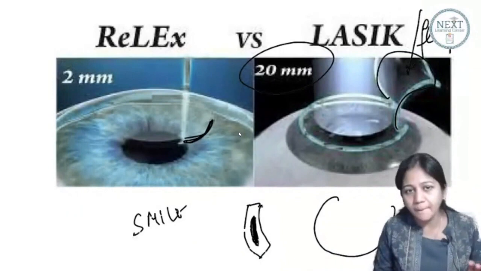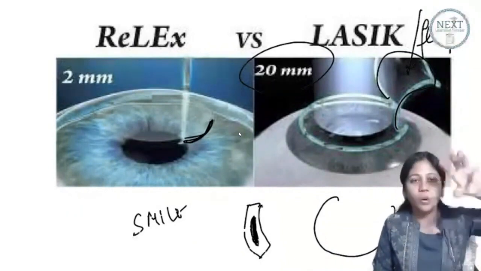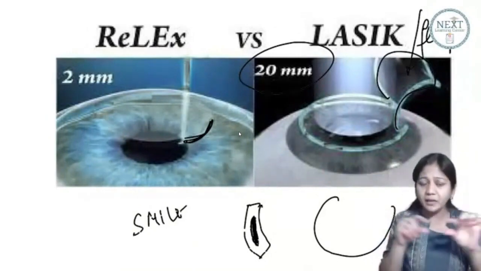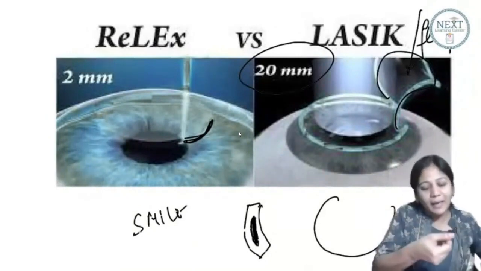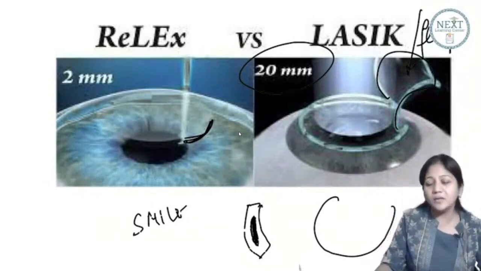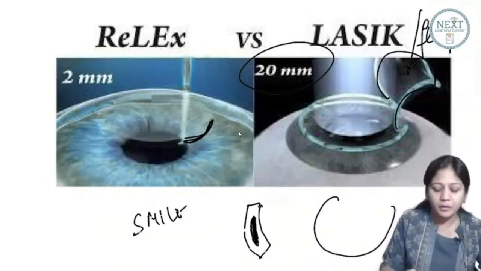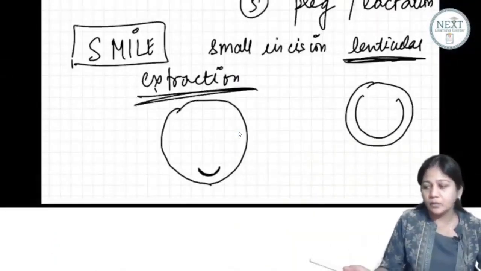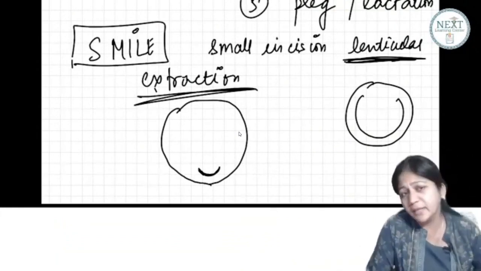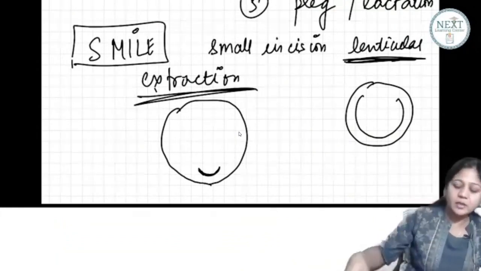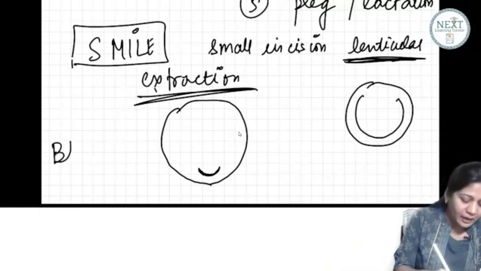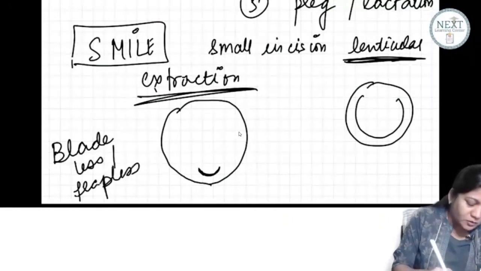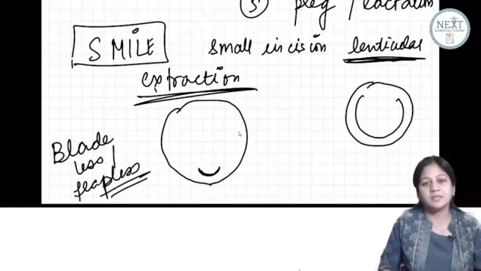Are you able to understand? We are not showing direct laser light on the required stroma. We have created an area of the desired thickness that we want to take out, and that will be taken out through a very small incision. That is why we say lenticular extraction. Okay, small incision, lenticular extraction. Okay, is it clear, friends? What is smile? So it is actually a bladeless and a flapless technique. So that is why the side effects are less.